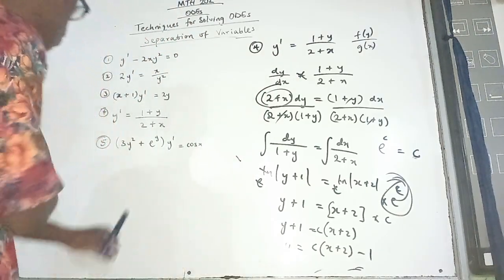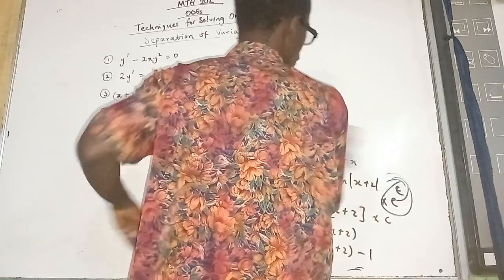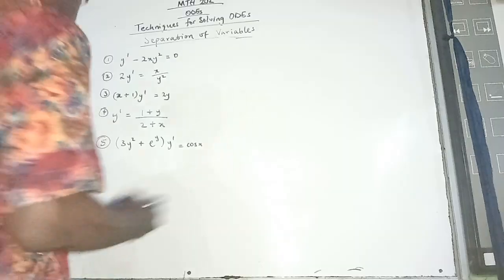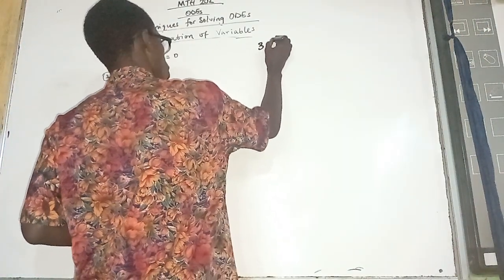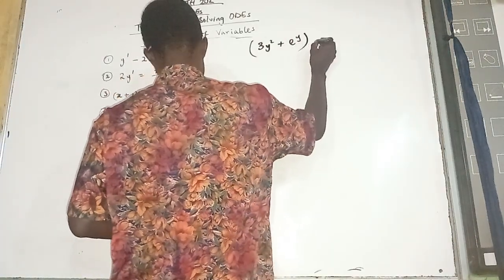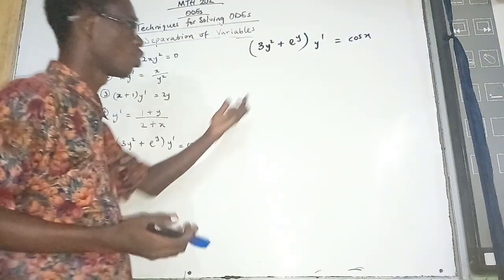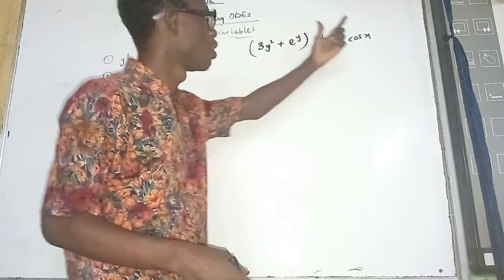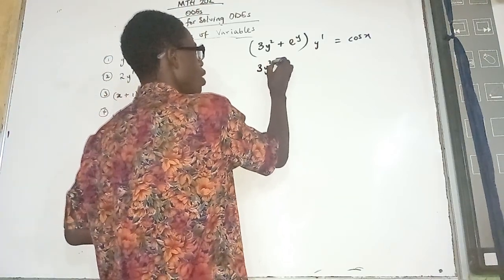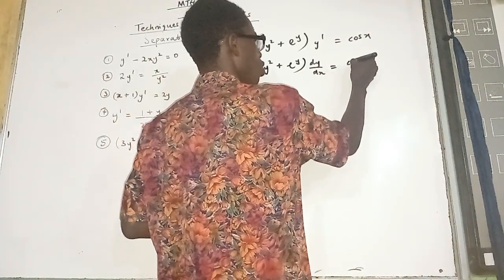So let's go to the last but not the least question, the fifth. Question number 5. So going to the fifth question, we have (3y squared plus e raised to power y) y prime equals cos x. Now there's something you have to notice here, as always. Everything here is a function of y. Everything here is a function of x. So just write your y prime as dy dx. So you have (3y squared plus e raised to power y) dy over dx equals cos x.